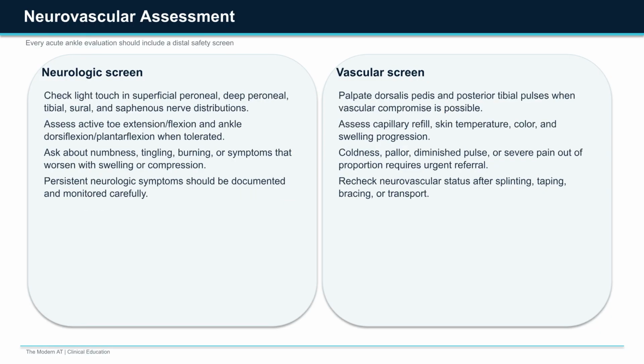Every acute ankle exam should include a distal neurovascular screen. Check sensation in the superficial peroneal, deep peroneal, tibial, sural, and saphenous distributions. Assess active toe motion and ankle motion as tolerated. Ask about numbness, tingling, burning, or symptoms that worsen with swelling. For vascular status, check dorsalis pedis and posterior tibial pulses when indicated, capillary refill, skin temperature, and color. Coldness, pallor, diminished pulse, or pain out of proportion requires urgent referral.